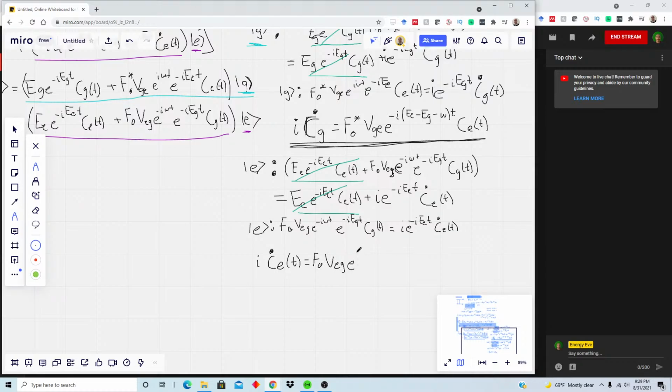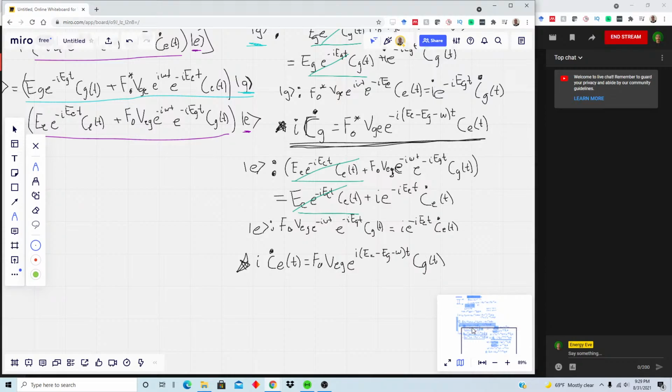And so we're going to have f0 v_eg. So this time we're going to want to have e to the i instead of minus i. We see that we get positive e_e minus e_g minus omega t times c_g of t. And what do we know? We have two coupled equations where this one is dependent on this and this one is dependent on this. So that's pretty neat.